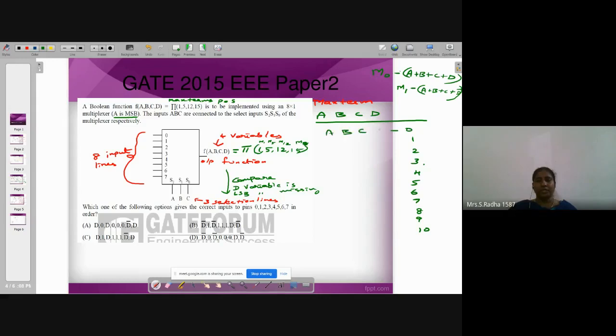A, B, C, D will come, and here A, B, C, D complement will come. A, B, C complement D will come. A, B, C complement D complement. This is max term 3. Okay. And if you observe here, I think the min term discussion you understood clearly.